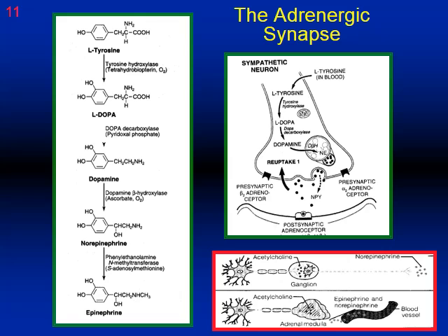So in the world of chemicals and in the saga that goes on in the cell, there's an enzyme in the presynaptic cell called monoamine oxidase.